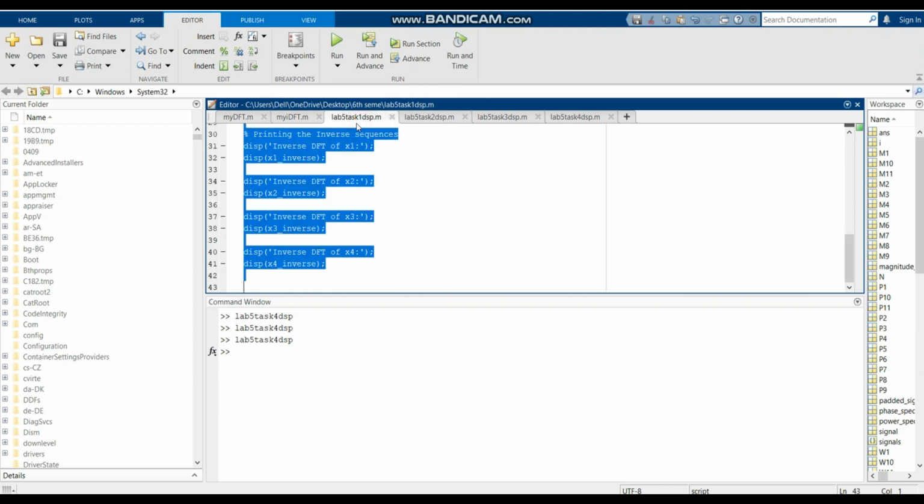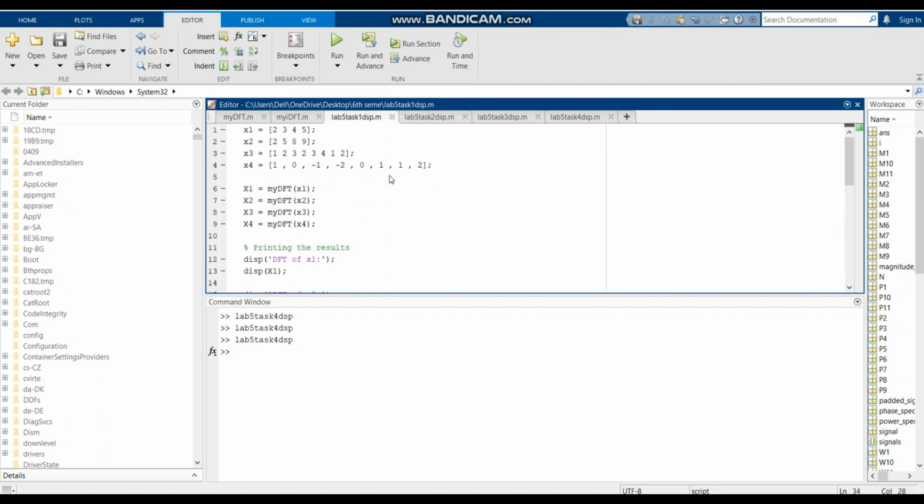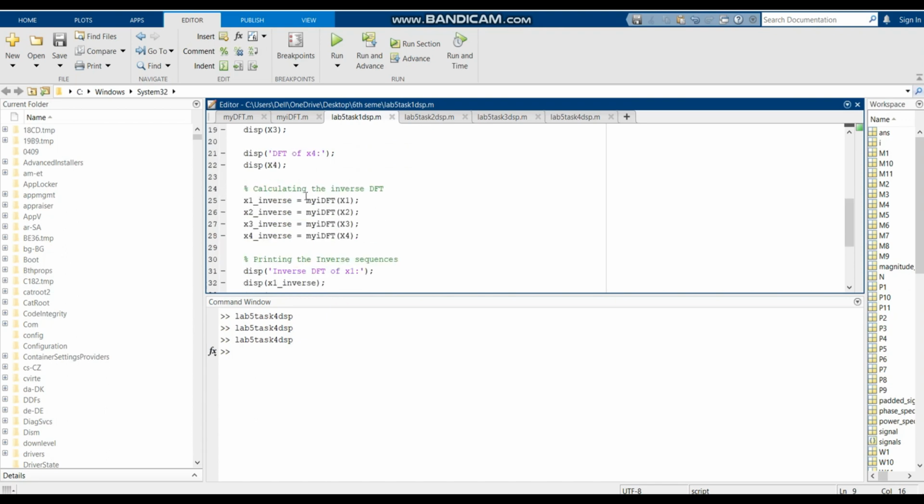In the calling section, this code performs discrete Fourier transform and inverse discrete Fourier transform operations on 4 input signals x1, x2, x3, and x4. First, it calculates the DFT of each input signal using the myDFT function and stores the results in capital X1, capital X2, X3, and X4. Then, it calculates the inverse DFT by using the myIDFT function defined in the previous script.